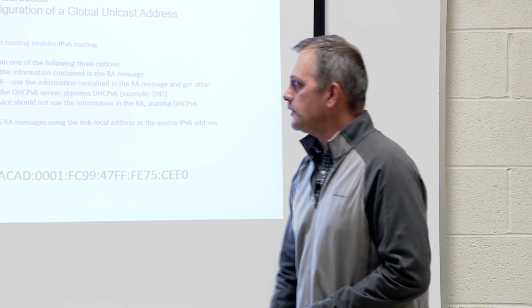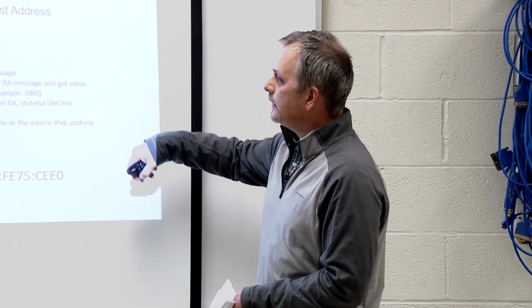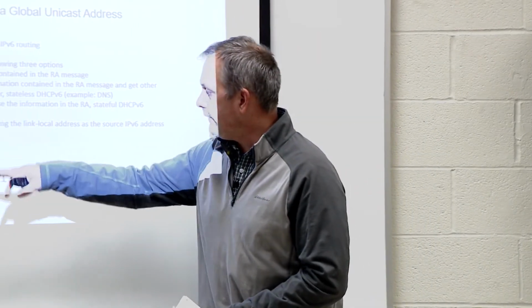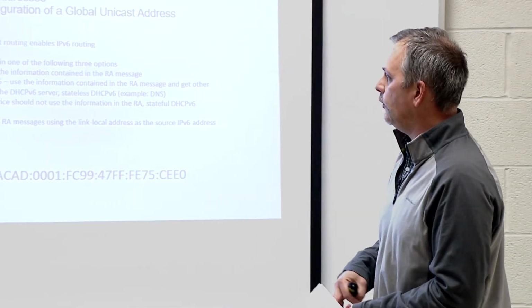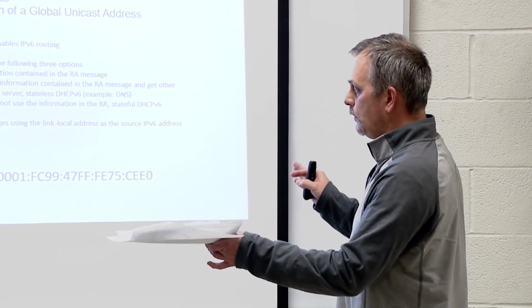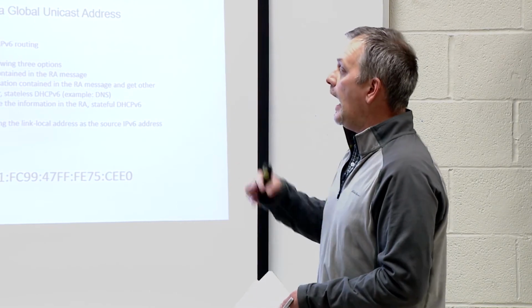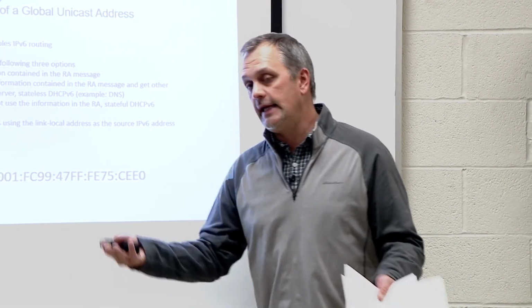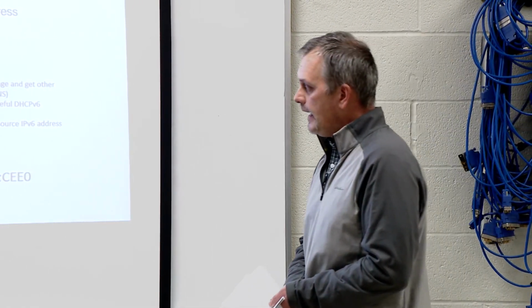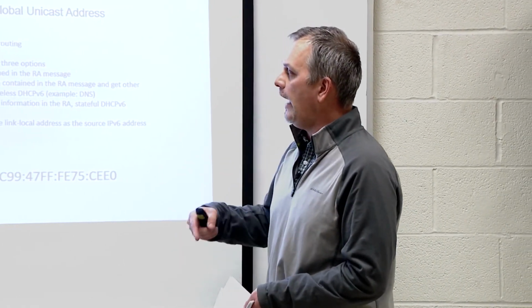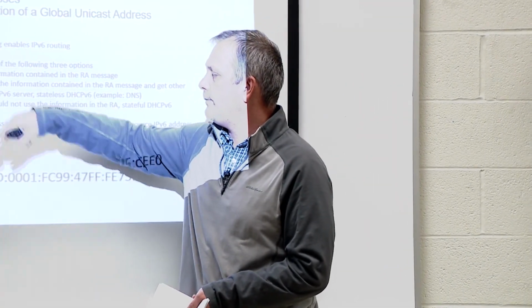The second option is using stateless address autoconfiguration with a combination of DHCP. In this method, the information in the RA message, being the prefix and the randomly generated or the EUI-64 method, is used to configure the address portion. Other information, namely DNS address, domain name, things of that nature, are all derived from the information from the DHCPv6 server.